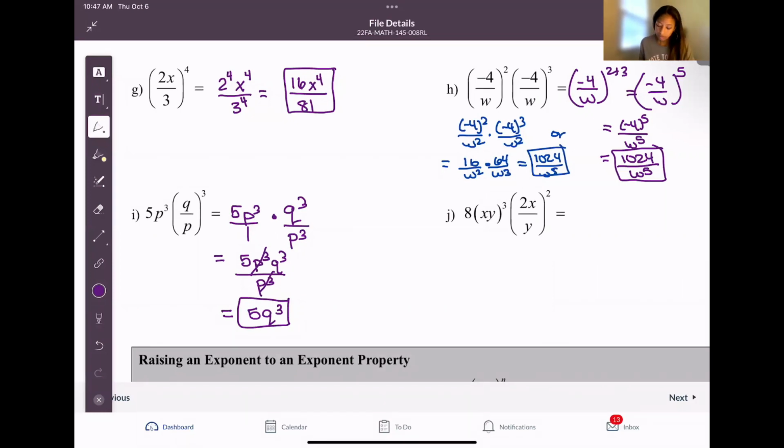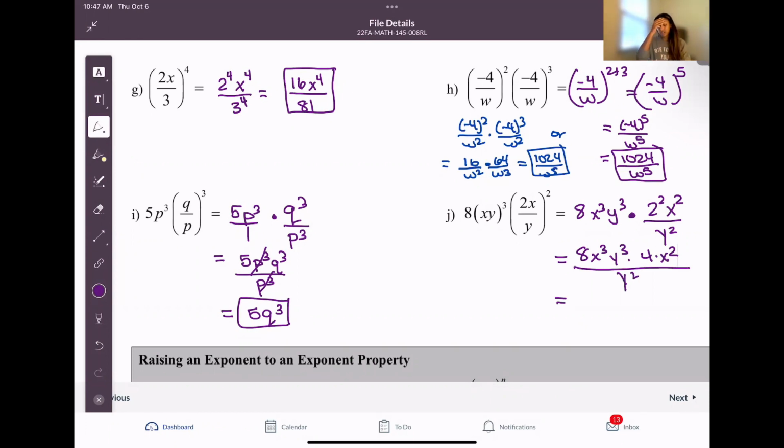All right, let's do the last one. 8xy cubed times 2x over y squared. So the 8 stays the same. For the xy, those are being raised to the third power. So we have x to the third, y to the third, and then times 2 squared, x squared over y squared. All right. First, couple things we can do here. The 2 squared is a 4. So this is 8x cubed, y cubed times 4x squared. And then we can write this all over y squared.